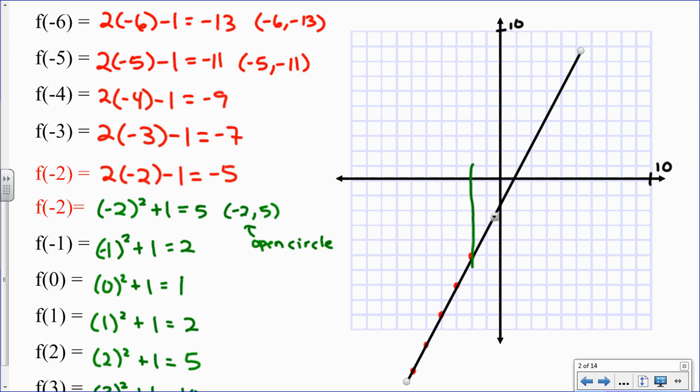So what part of the line do I want? Do I want the left or the right? Just the left side. So I'm going to erase all of that right and just start right here. At -2, is it an open or closed circle? Closed, because it is equal to -2. What would I put at the other end? What do I put here? An arrow, because it doesn't tell me about a minimum x.